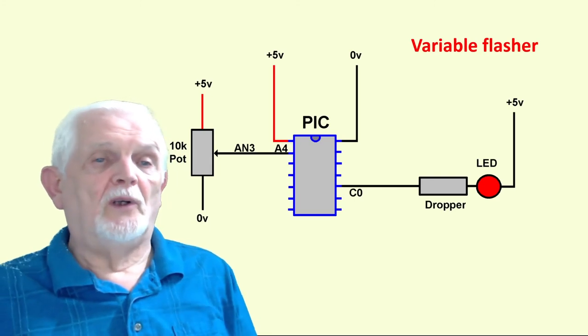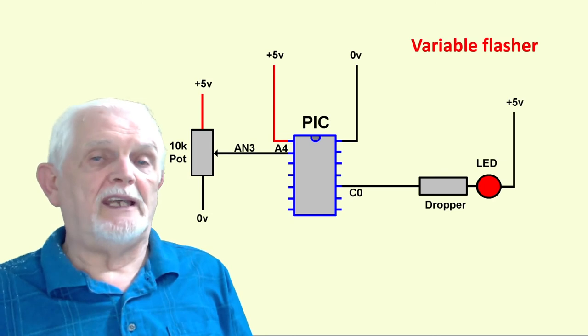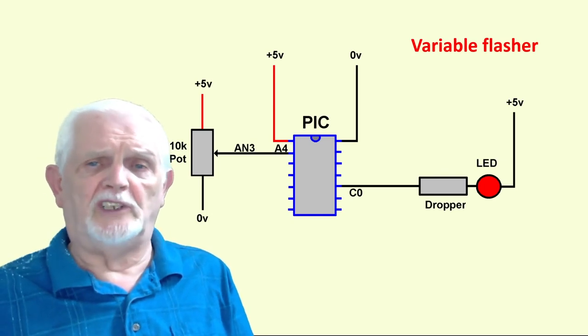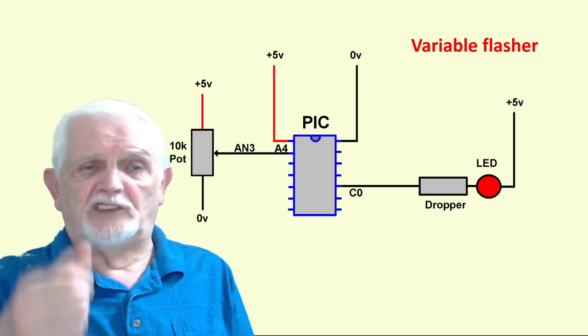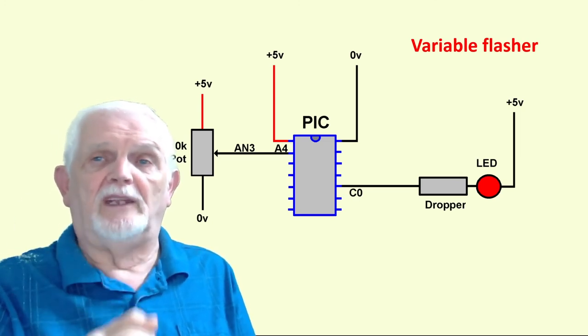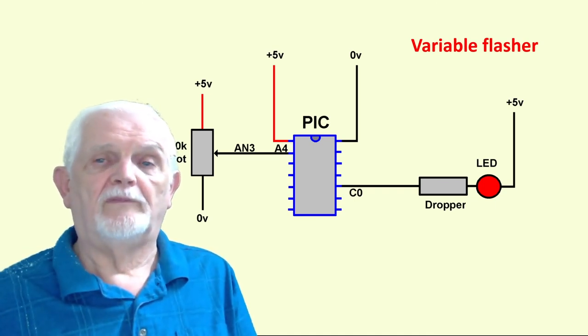Here's an example. We can have an LED that flashes, and we can control the LED not by changing the program, not changing the code all the time, just put a little pot on it or a slider, and you can decide how fast it flashes just by changing the values of the pot. Again, hardly any components.